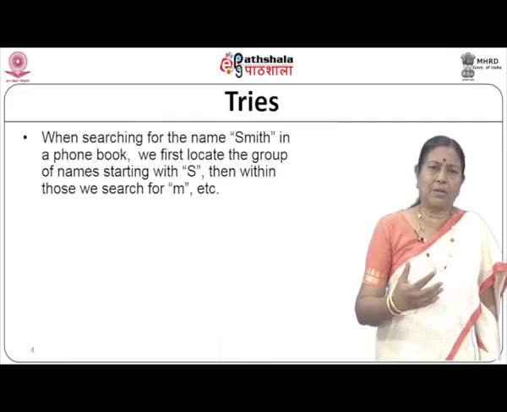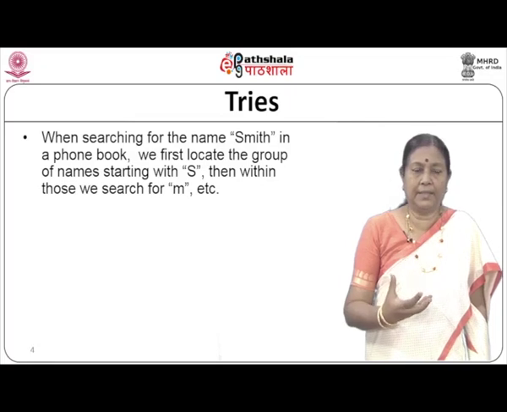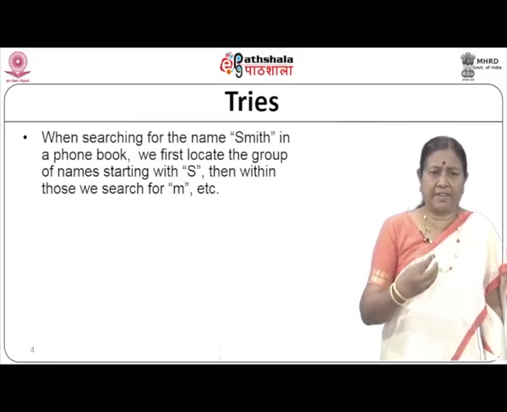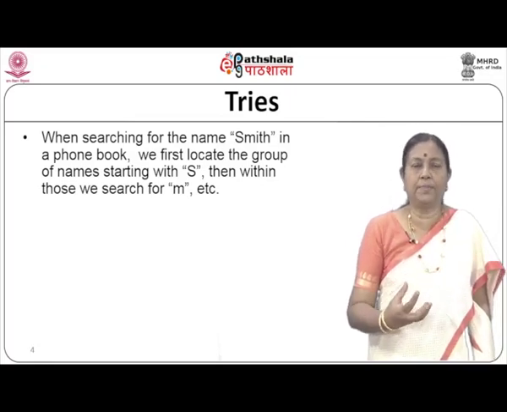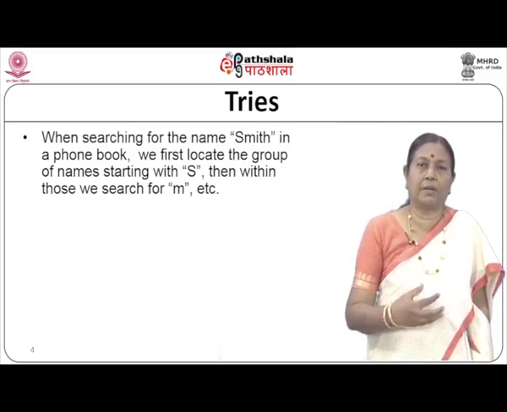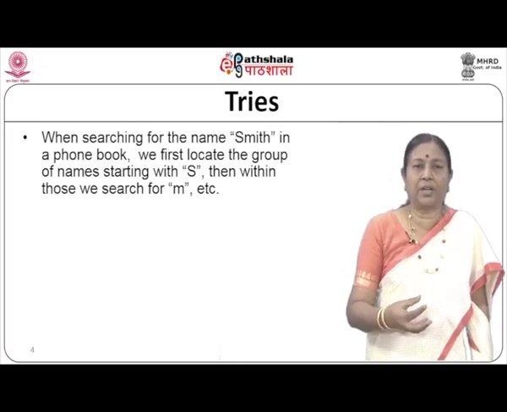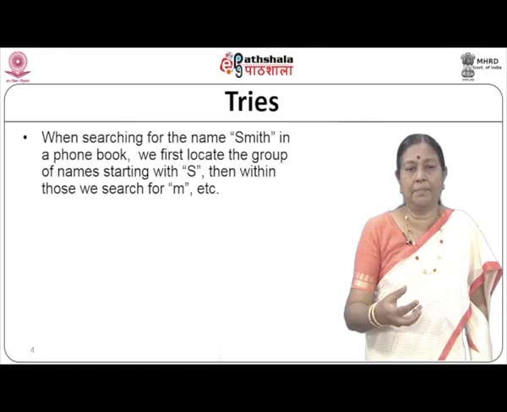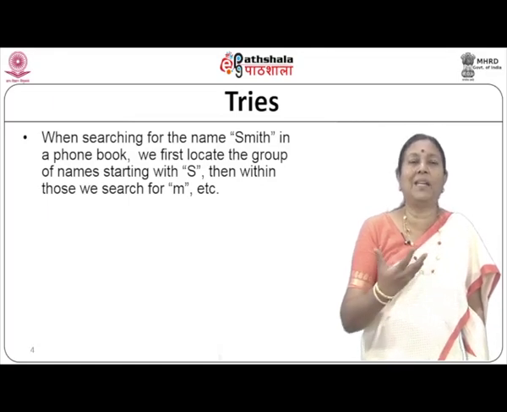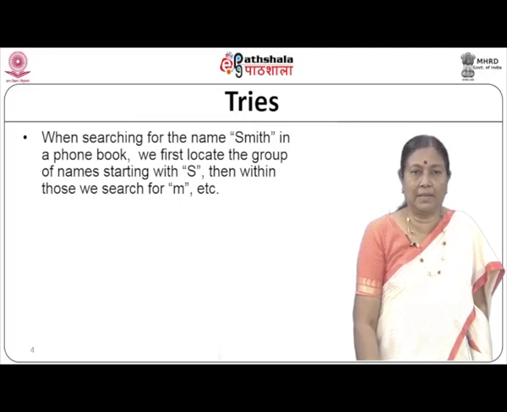So, let us look at some background for this. When we are searching for a name called Smith in a phone book, we try to first locate the group of names starting with S, then within those we search for those with M coming after S, then within those we search for the I coming after S and M, and so on. So, this is how we normally carry out our search. So, this is the property that we are going to use in tries.